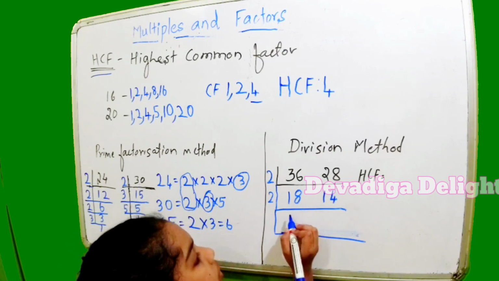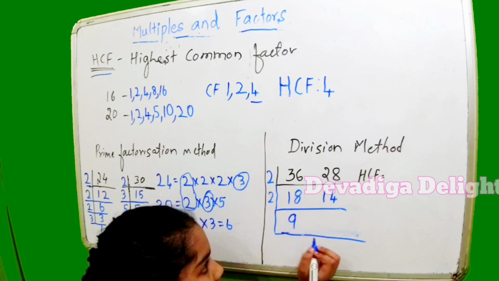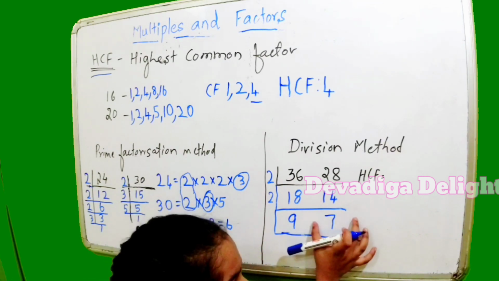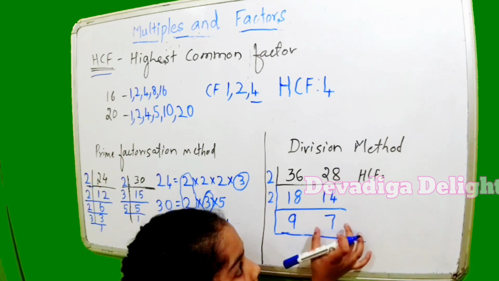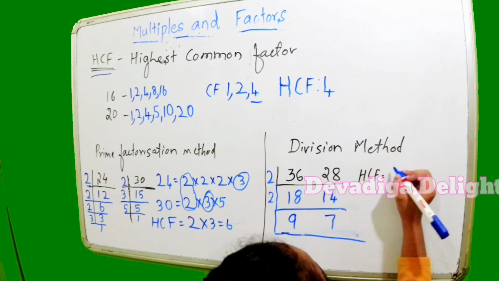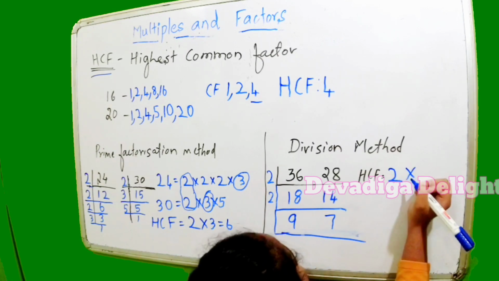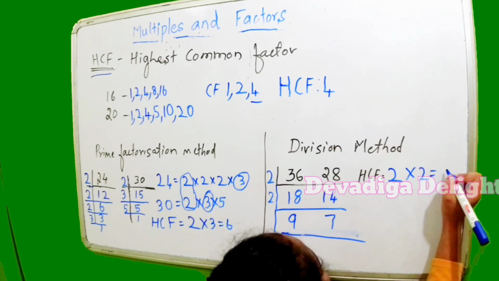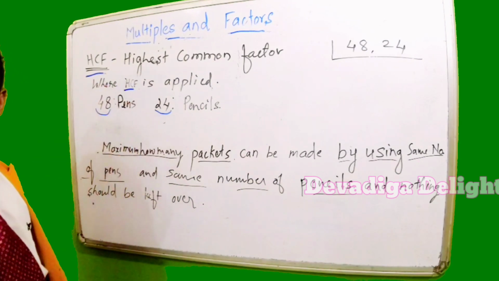Okay. So now 18 means 2 9s are 18. So 9 here and 2 7s are 14. As 7 comes and 7 is a prime number, there are no more common factors and we stop here. So HCF is 2 multiplied by 2. The answer is 4. Now we will see where HCF is applied.